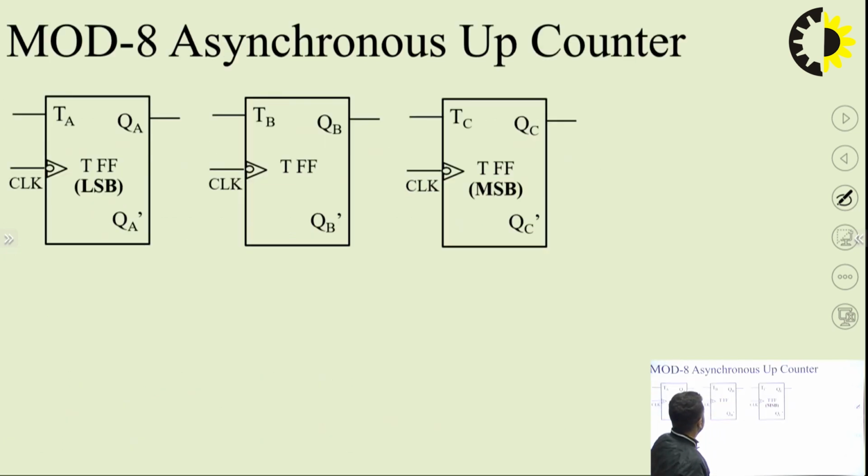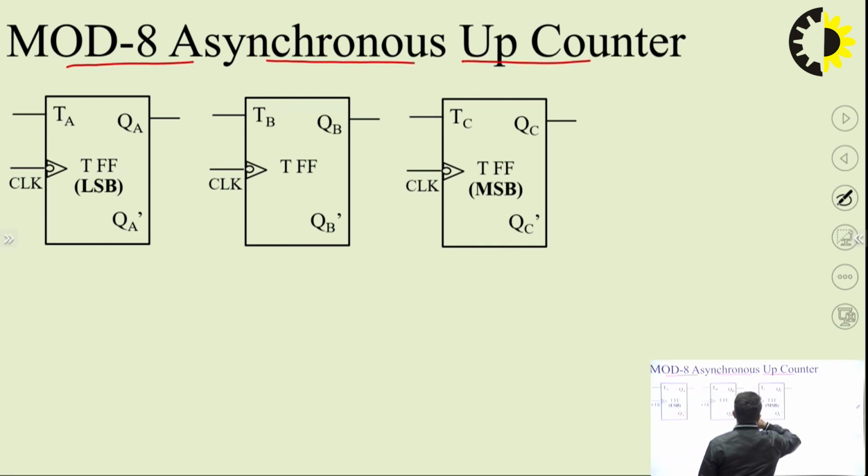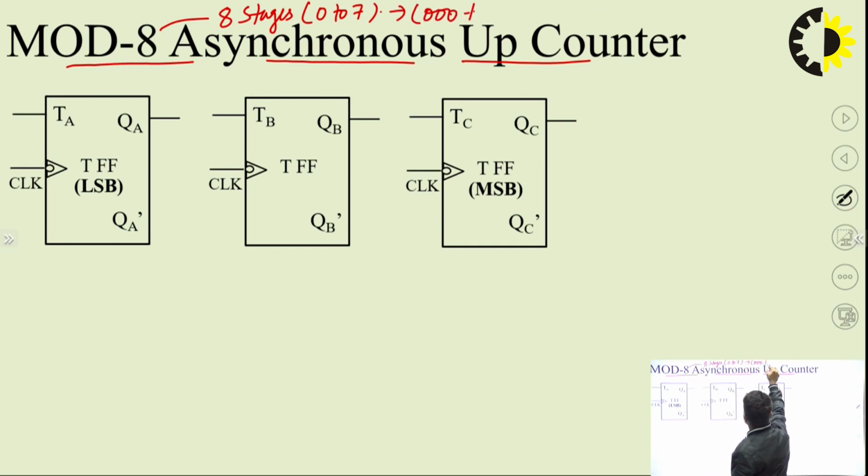So let's start designing the counters now. Mode 8 asynchronous up counter. Mode 8 means 8 stages. So what are these 8 stages? 0 to 7. If I write it in binary, it is 000 to 111. So 111 means 3 flip-flops are required. Which flip-flops are required? T flip-flops are required. So I have taken 3 T flip-flops.